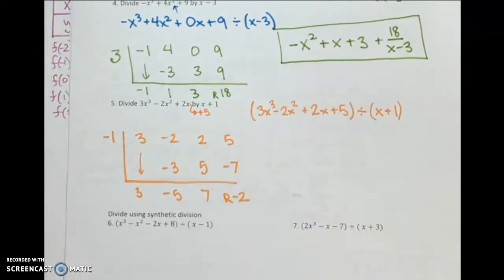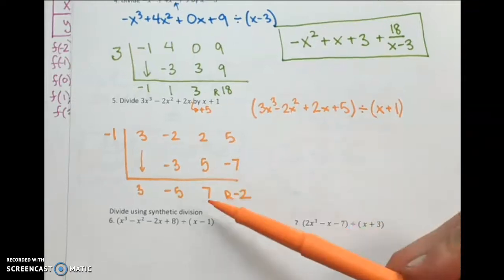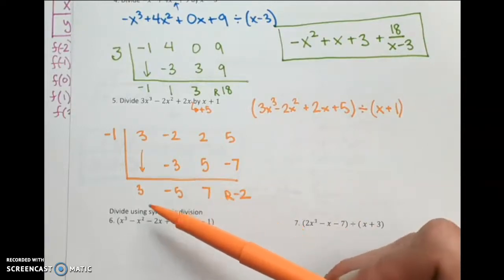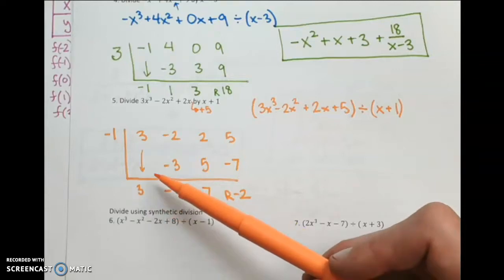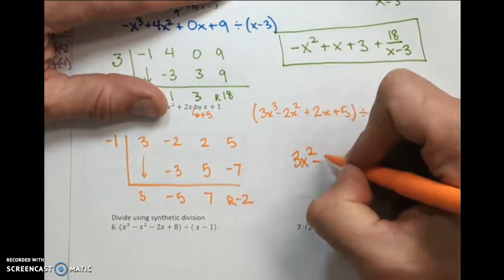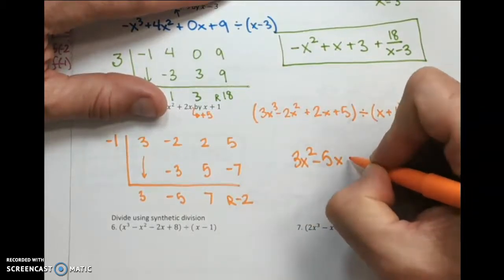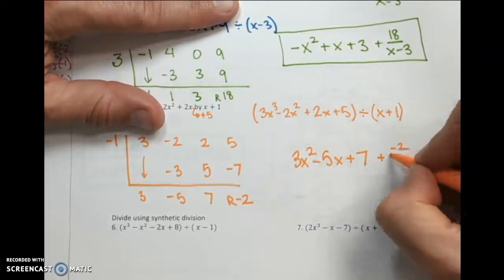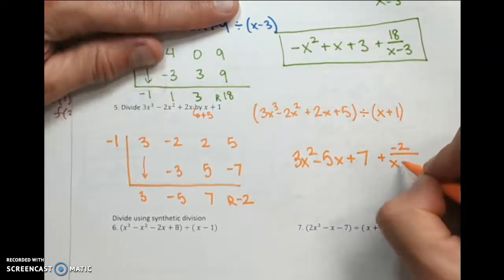Okay, so there's the long division part. Now I gotta plug it in for my answer. And again, remainder of -2, I'm gonna go backwards, right? This would be my constant, 7. This would be -5x to the first power, and this would be 3x to the second power. So I get 3x squared minus 5x plus 7 plus -2 over x plus 1.